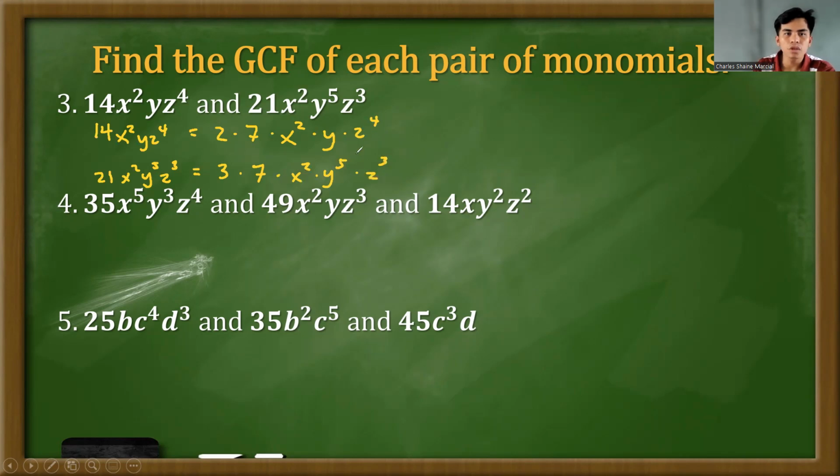So, kunin na natin yung may magkapareho na factors. So, that is 7. Itong x squared parehas lang. So, i-copy na natin silang lahat. Dito naman sa y, ito lang na y. And dito sa z, itong z cubed. So, ang GCF natin is 7x squared y z raised to 3. So this is now the GCF.